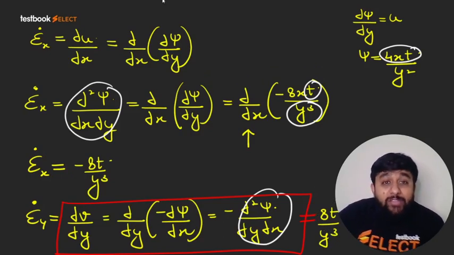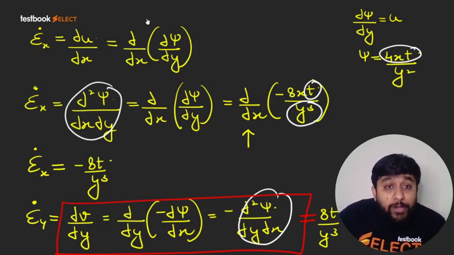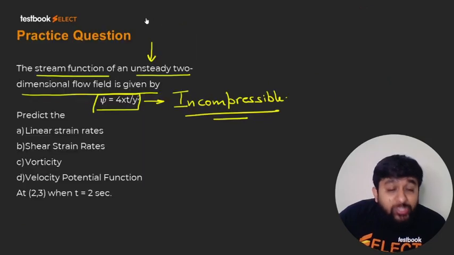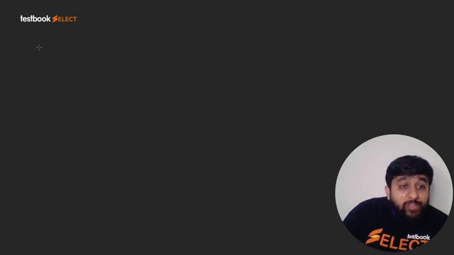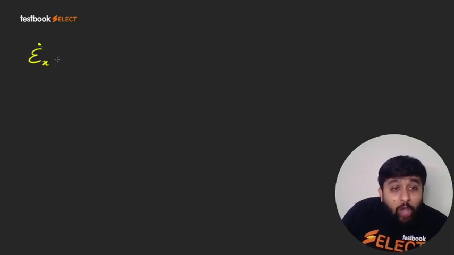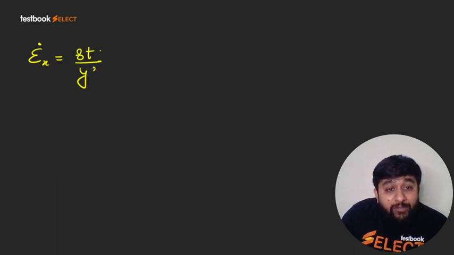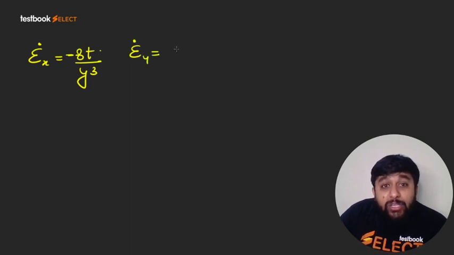Now, what are they asking you? They are asking you to predict the values at 2, 3 when the time is 2 seconds. So we have got epsilon dot x is equal to minus 8t by y cube, and epsilon dot y is equal to 8t by y cube.